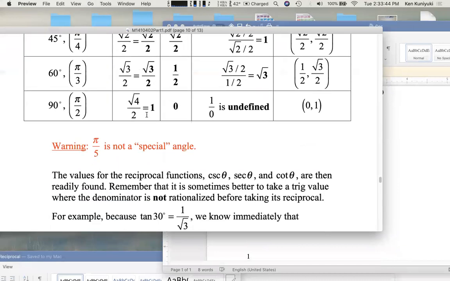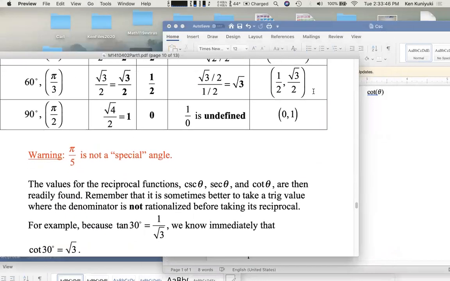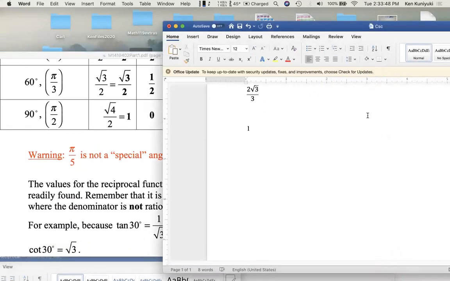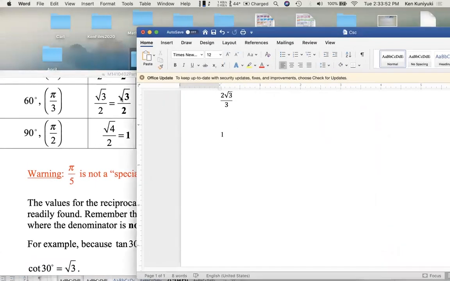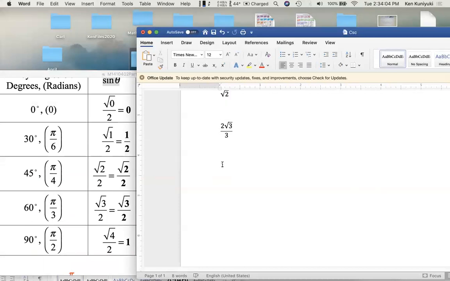Moving on up. The reciprocal of root 3 over 2 is 2 over root 3. That rationalizes as 2 root 3 over 3. The reciprocal of 1 is 1. So I claim that the cosecant column is basically given by these values over here. Undefined, going down to 1.